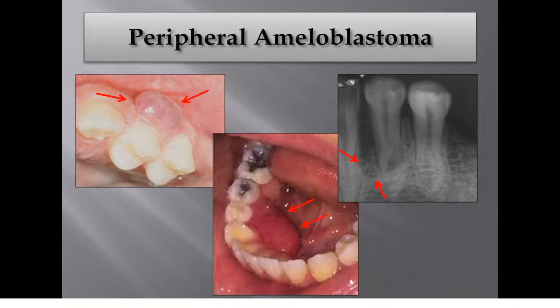And here on these photos you can see a tumor in the gingiva of the lower jaw, and there is no specific clinical or radiographic appearance we can see, and of course only after histological examination can we make the diagnosis.